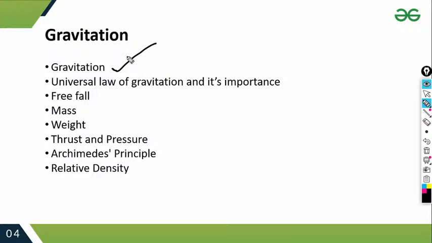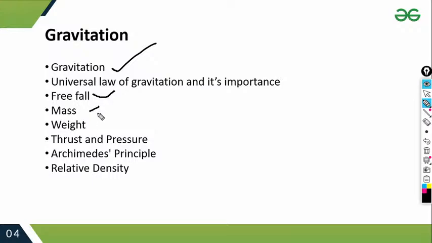So we are going to see gravitation and what the universal law of gravitation is, its importance, and how we have come up with this law. We are going to see that also. And then we are going to see free fall. So free fall of a body and the different aspects and different activities which we have in free fall. We are going to see that, and the numerical problems which we have in the free fall section.